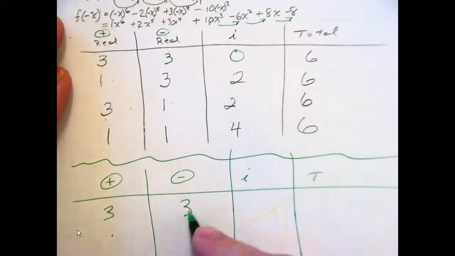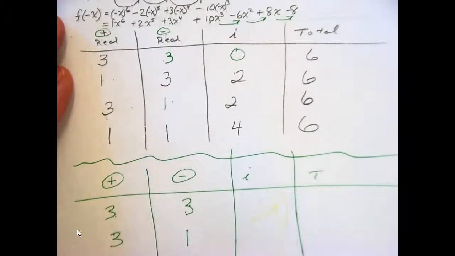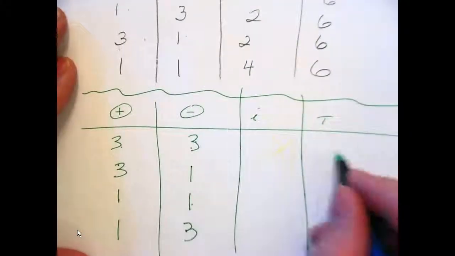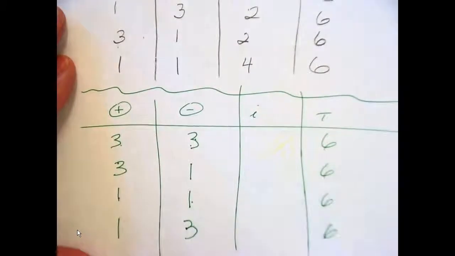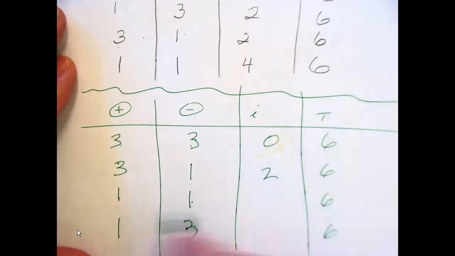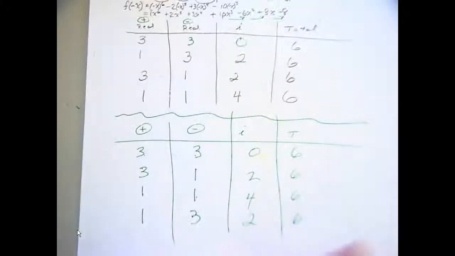Okay? So now, if I have 3 positives and 3 negatives, well, I could have 1 positive and 1 negative, and I can have 3 positives and 1 negative, and 1 positive and 3 negatives. So you could rebuild the table in a different way if you want, if it helps seeing it like that. Okay, this would be 0, this would be 2, this would be 4, and that would be 2. Same table, just kind of looking at it in a different way.